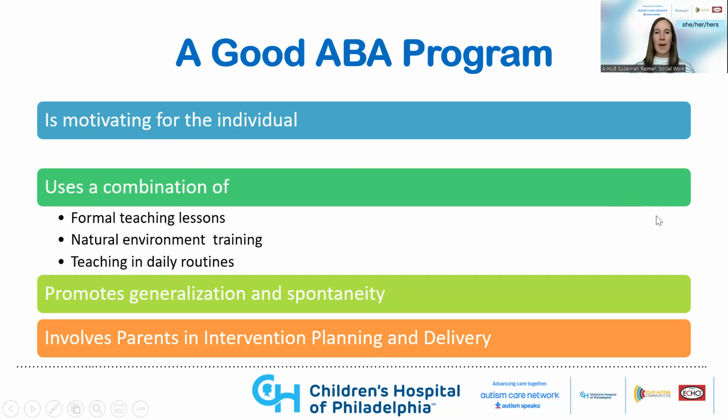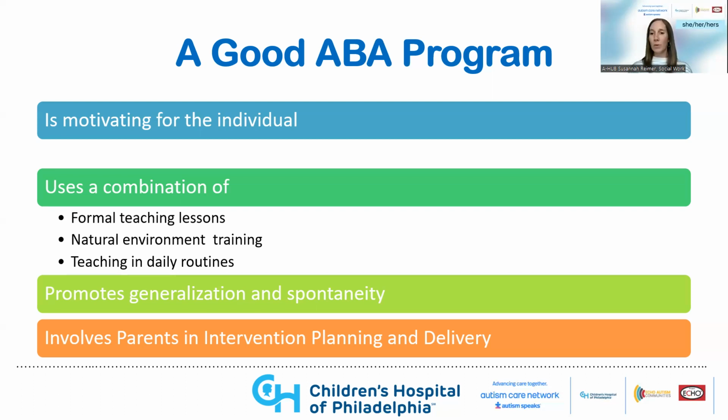So when we're thinking about a good ABA program, these are some of the things we really want to keep in mind. Number one, this should be motivating and interesting for this child or individual. So they should be happy when they see their ABA therapist come. They should be enjoying what they're doing. They should feel motivated by what's happening. And a good program should be really using a combination of these different kinds of strategies and approaches that we've talked about, based on what the need of this individual is.